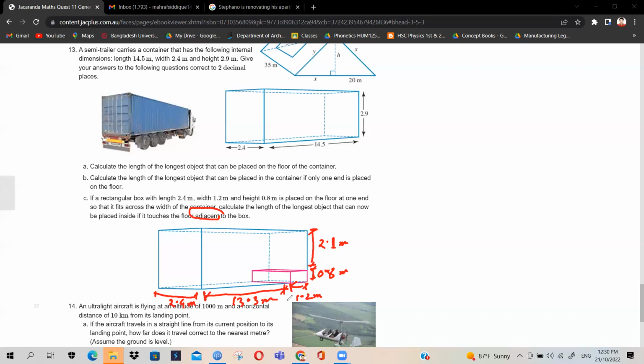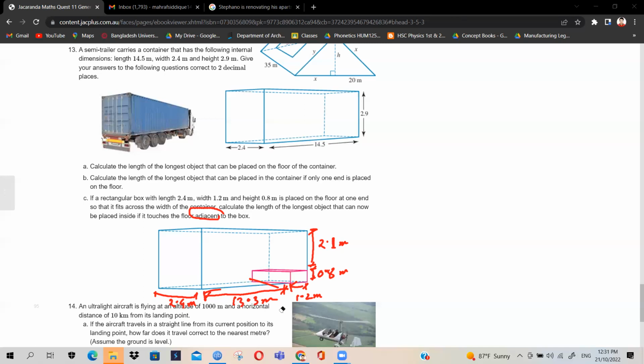Now, what is the question? Calculate the length of the longest object that can now be placed inside if it touches the floor adjacent to the box. Okay, so which floor is adjacent to the box? It is this portion, right? So let's consider this, this, this. I couldn't draw it properly, but you understand what I was trying to draw, right? Yes, I do. So now what you are going to do is very simple.